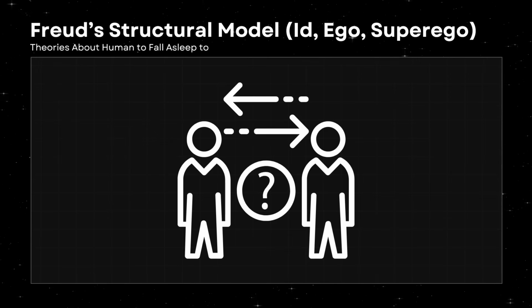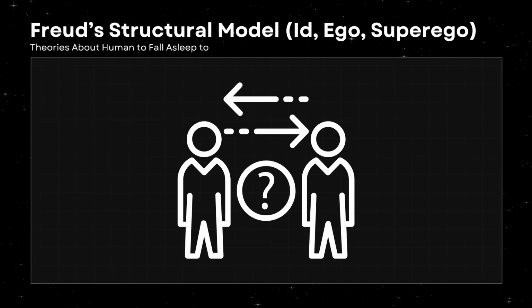The ego develops a little later. It starts to form as a child interacts with the world. The ego works on the reality principle. Its job is to help the person get what they want, but in ways that are safe, acceptable, and realistic. The ego deals with the outside world. It uses logic, planning, and problem solving. If the id says, "I'm hungry," the ego says, "Let's wait until lunch." If the id wants to hit someone out of anger, the ego steps in to say, "That's not a good idea." The ego is the part of the mind that tries to balance different needs.